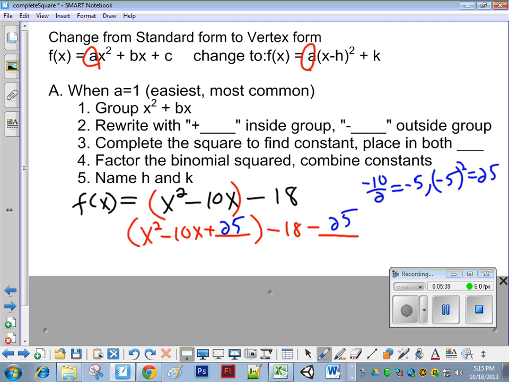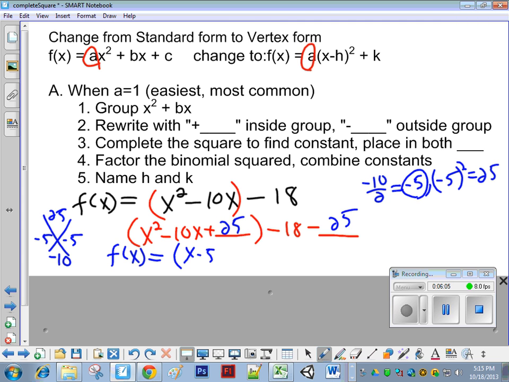Now number 4 is factor the binomial squared. So I got f of x equals, now I know that if I need to do the diamond, I should be able to do that. Negative 5 times negative 5 will work for 25, added is negative 10. I also found the negative 5 right here.